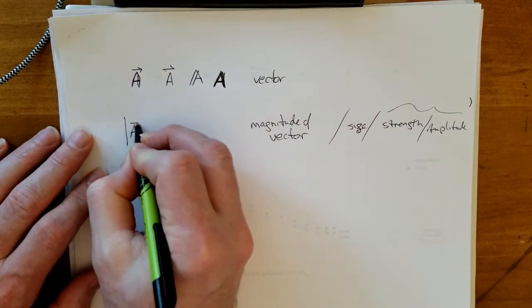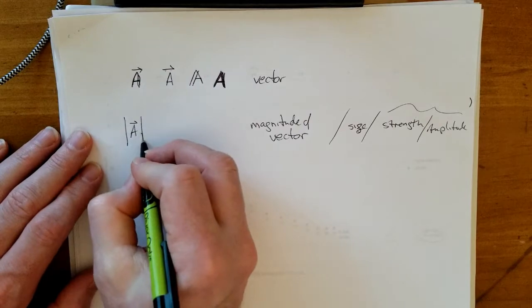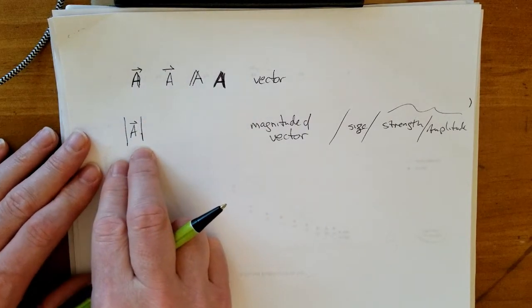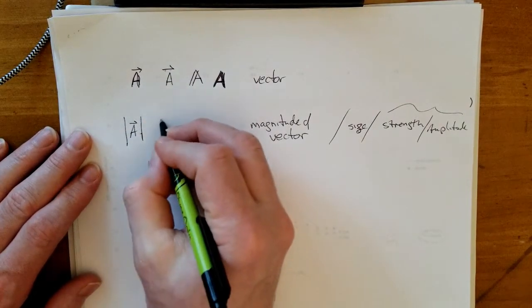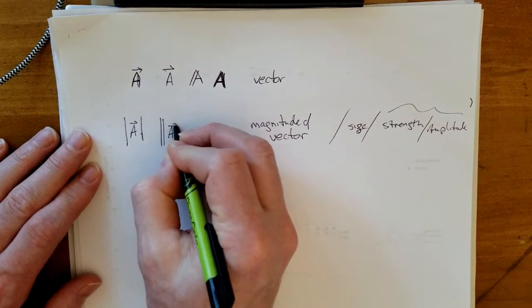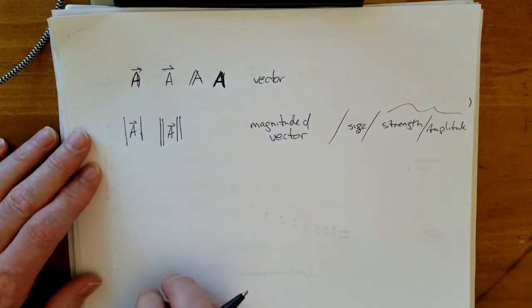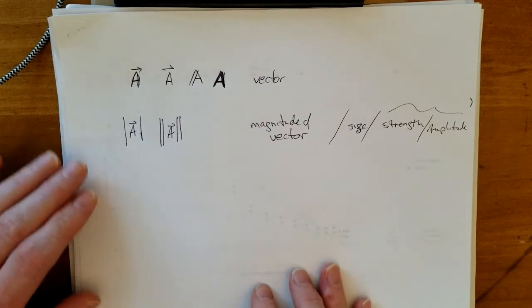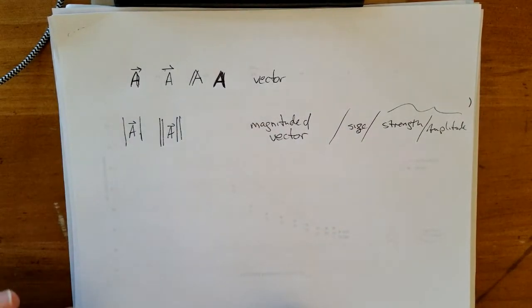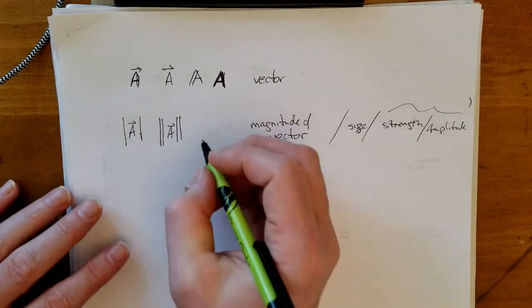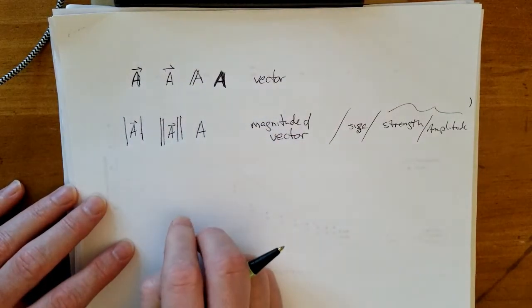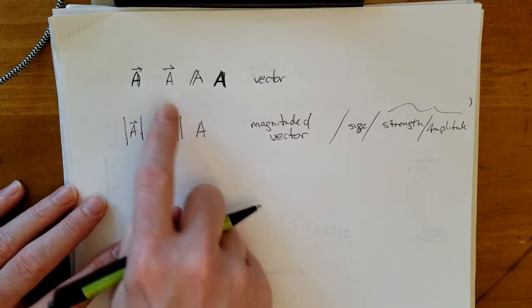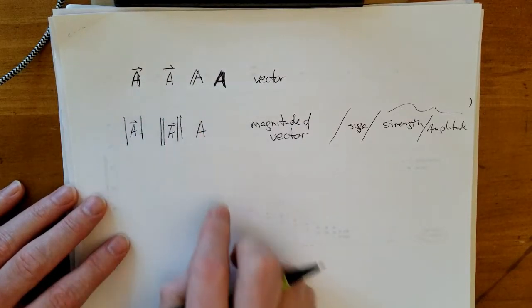Typically, what you're doing is taking the vector and putting absolute value symbols around it. Some textbooks will put double absolute value symbols around it to differentiate magnitude from absolute value. I don't do that, but just recognize that sometimes you will. Also, we can just write it without the vector symbol, and this would represent the magnitude of vector A, assuming vector A has already been defined.